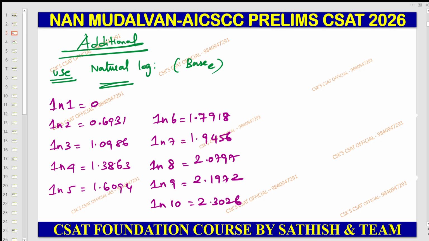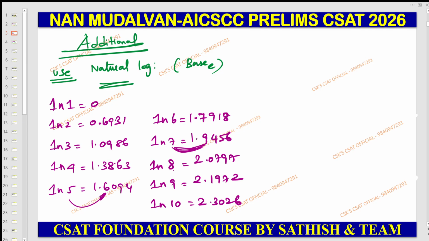So at least remember, it is easy to remember also. ln 2 comes as 0.69. ln 3 comes as 1.09. ln 4 is 1.38. From 5 onwards, listen: 5 means 1.6, 6 means 1.7, 7 means 1.9. Please remember the 1 here. Then 8 and 9 become 2 point something. Understood? At least remember, if you apply this in practice problems, then automatically you become familiarized with this.